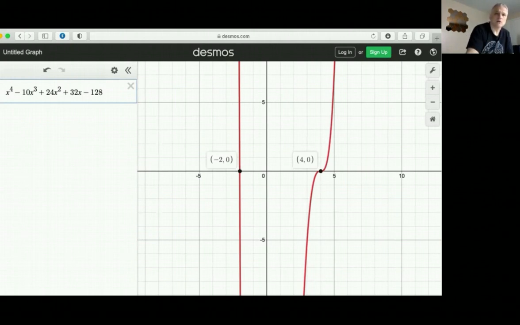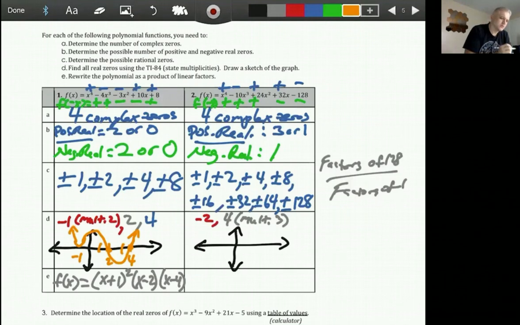So let's go back to our note sheet. So there we have it. So we had -2 was a 0, which had a multiplicity of 1. And then we had 4, which had a multiplicity of 3. So let's plot -2. Let's plot 4. Okay. Let's jazz it up a little bit here.